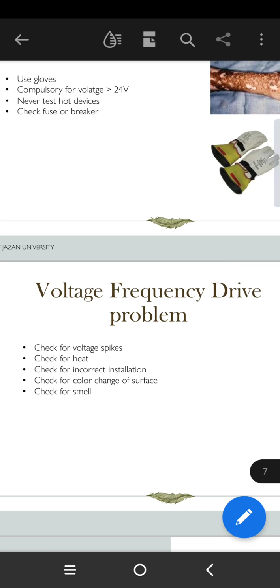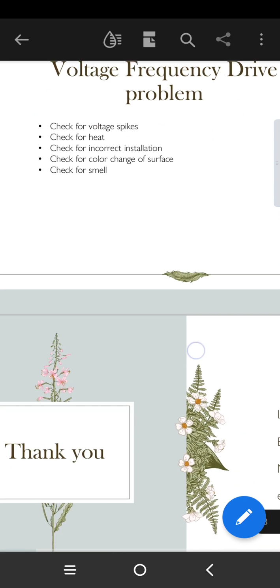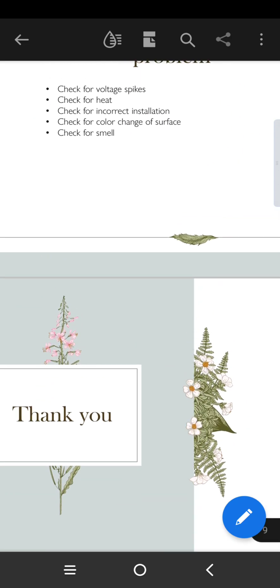And you can also expect a multiple choice question similarly, like: one of the solutions for the drive problem is number 1, voltage spikes; number 2, heat; number 3, incorrect installation; number 4, all of this: voltage spikes, heat, incorrect installation. So you choose all. So in this way a question can be asked. So do prepare for multiple choice questions also.